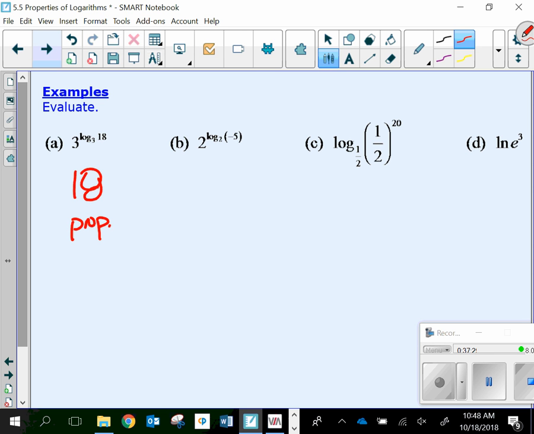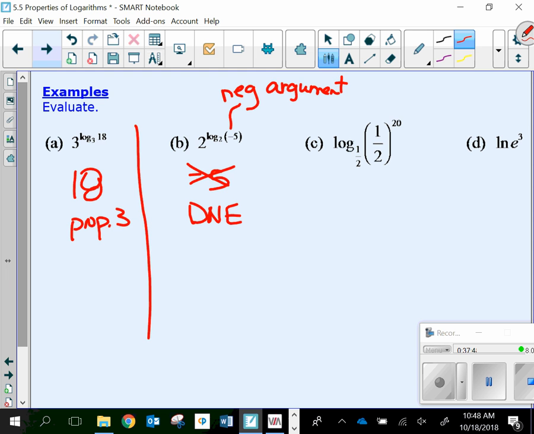Sure it is. Yes, it is, but the answer is not -5. It does not exist because of the negative, what do we call that again? Argument. Okay. Otherwise it would be -5. All right, what about that one?